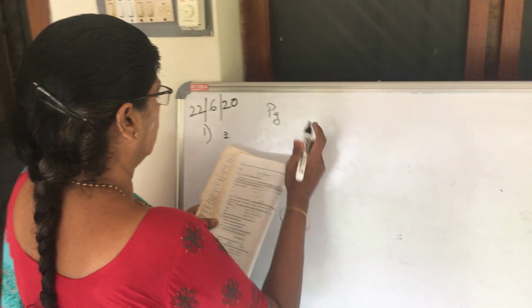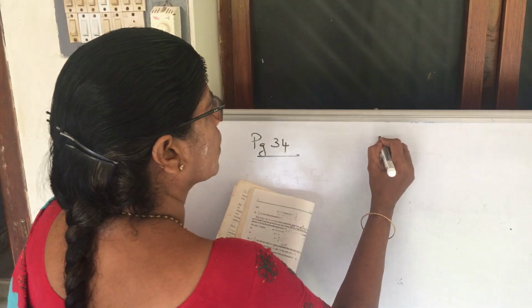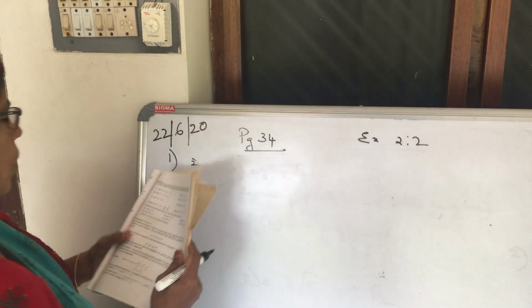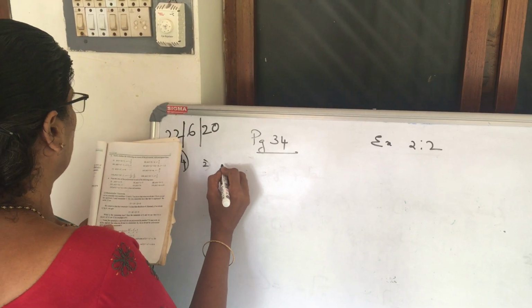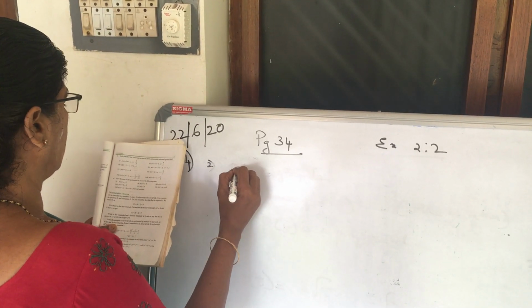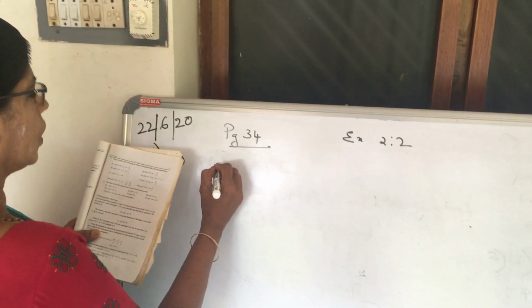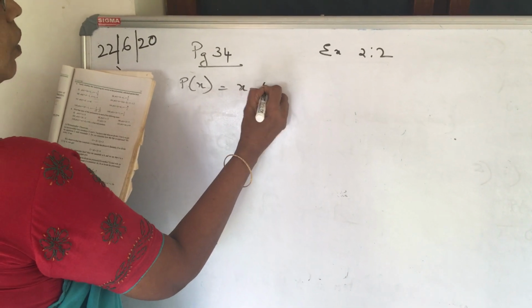Page number 34, exercise 2.2, Roman number 4. Find the zero of the polynomial in each of the following cases.